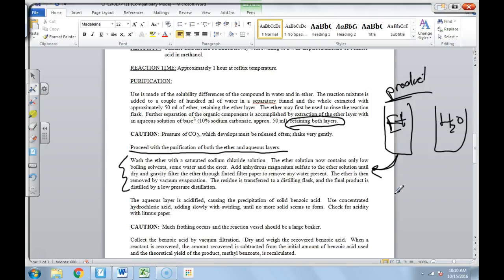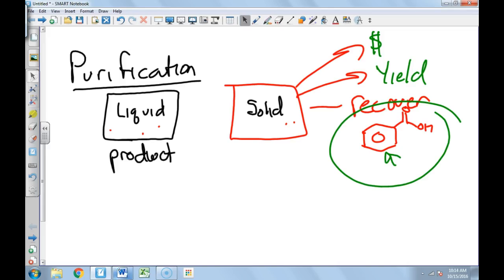Now where it becomes unclear, and I'll change colors here, is this water layer. See, it says the aqueous layer is acidified, causing the precipitation of solid benzoic acid. So let me explain the chemistry of what's going on here, starting up here. Based on the chemistry that's going on there, let me scroll down and explain what's going on.